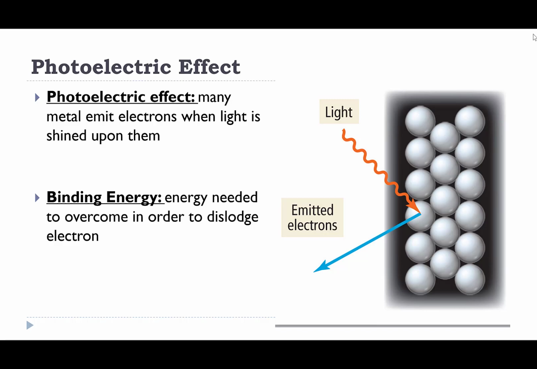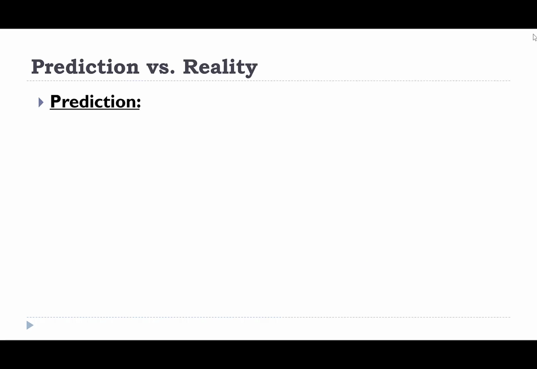First, I need to talk about binding energy just quickly. Binding energy is just the energy needed to overcome, or in order to dislodge, the electron. So when I talk about the energy that's holding the electron on, we're just talking about binding energy. Just a little terminology, just in case I use it again.